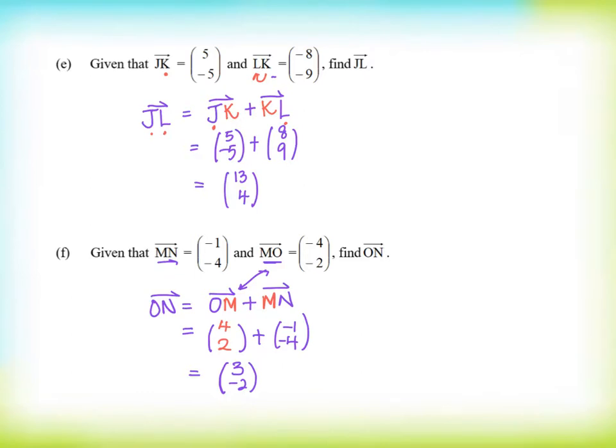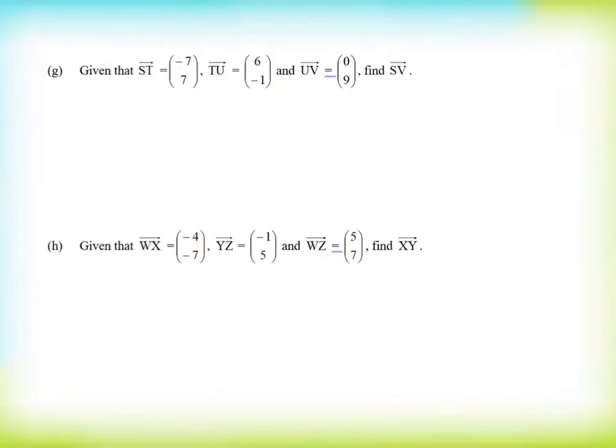Have you gotten the answer? Let's try the next part of the question, G. Now I'm given the following and I need to find the vector SV. So starting from S, I'm going to travel to reach the final destination at V.